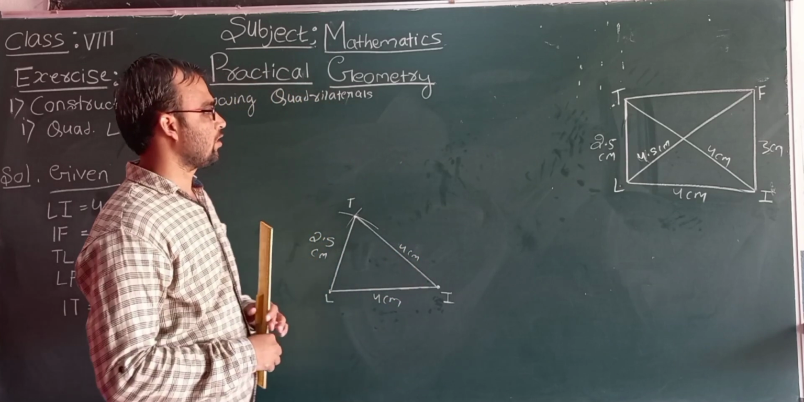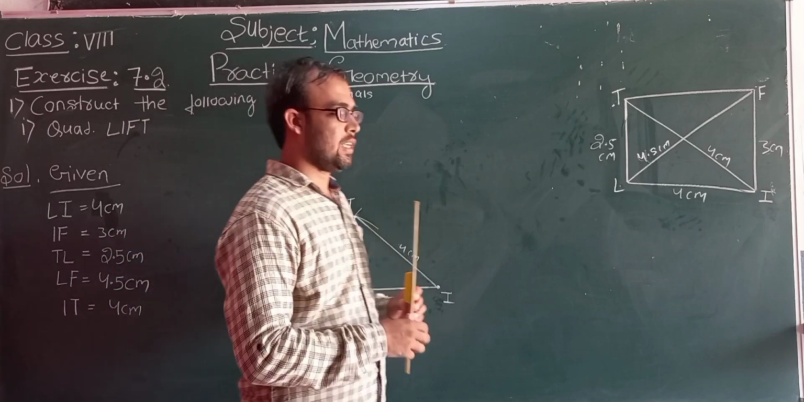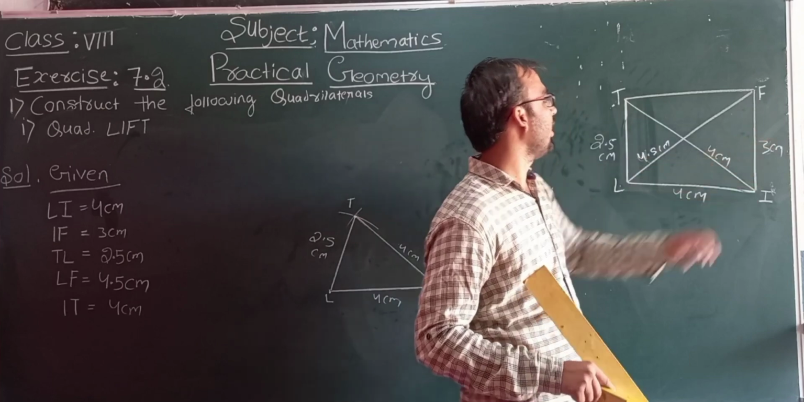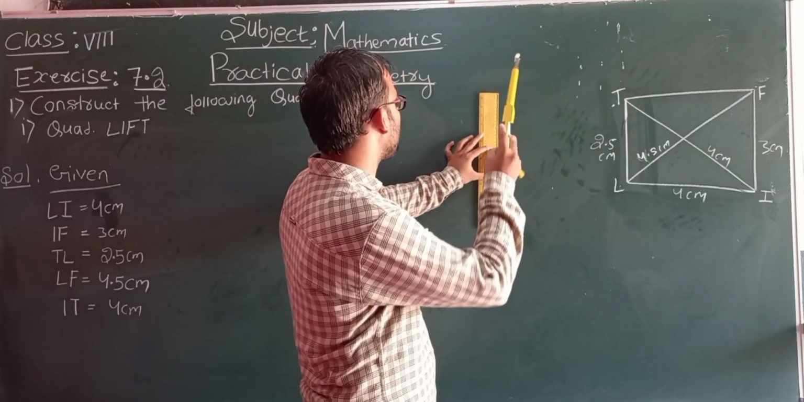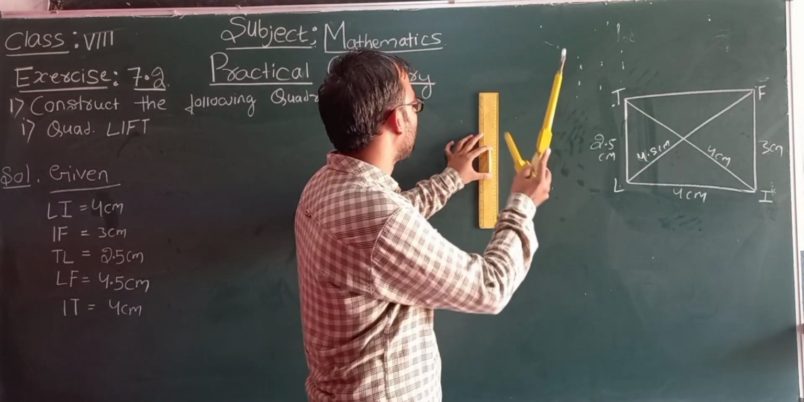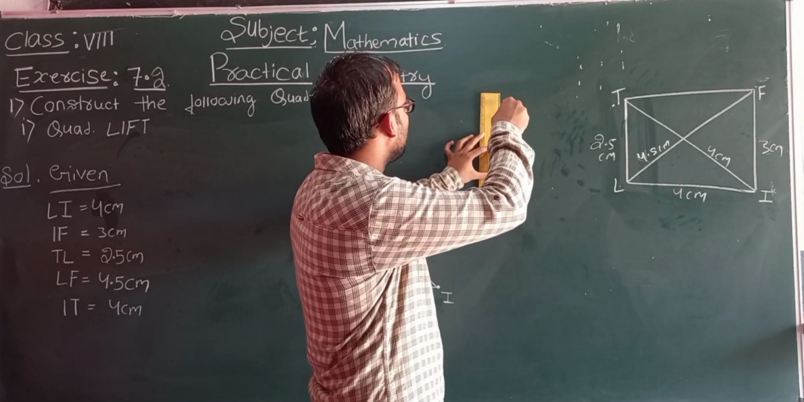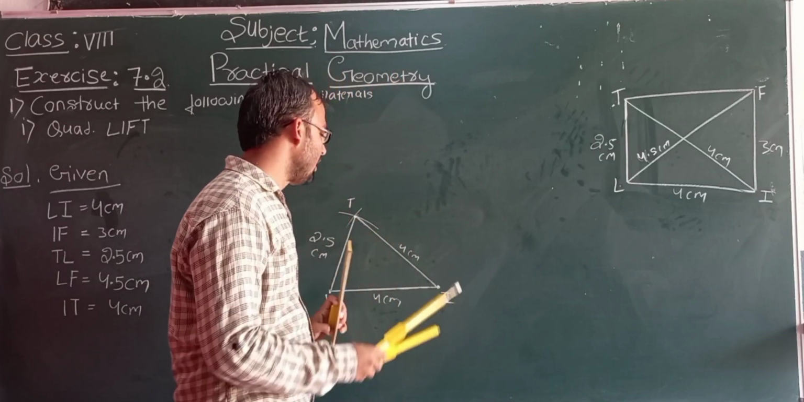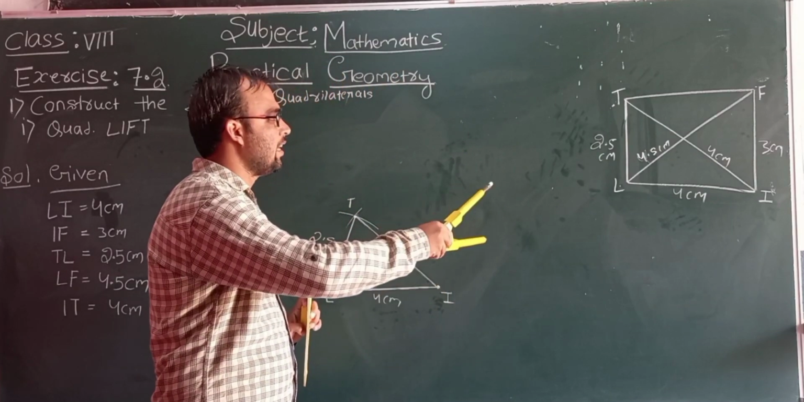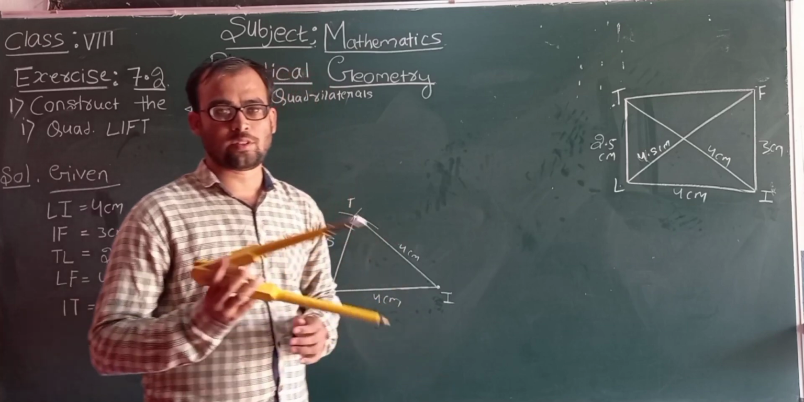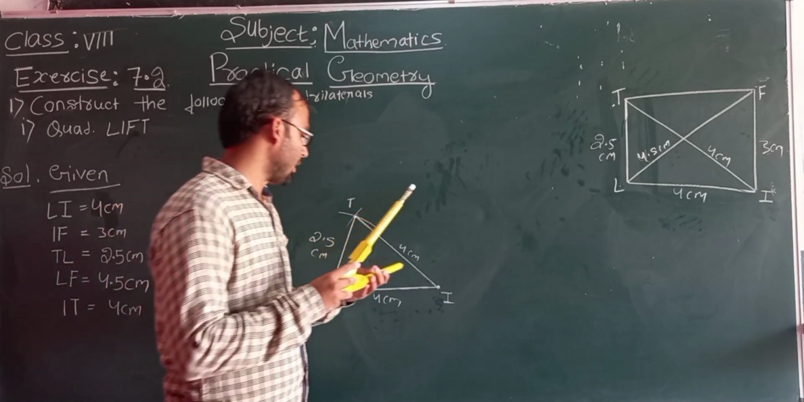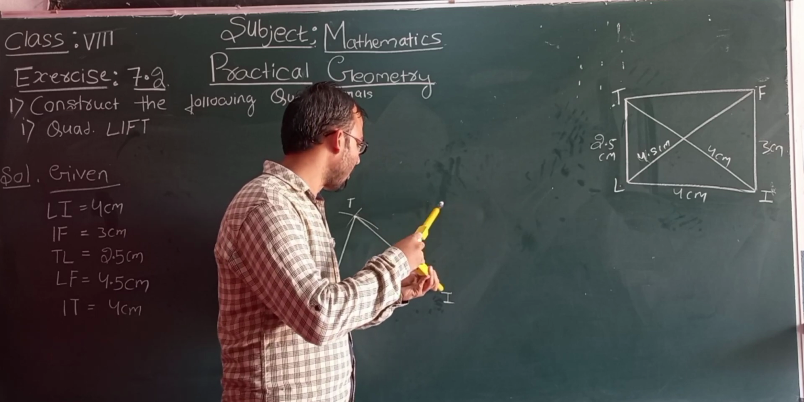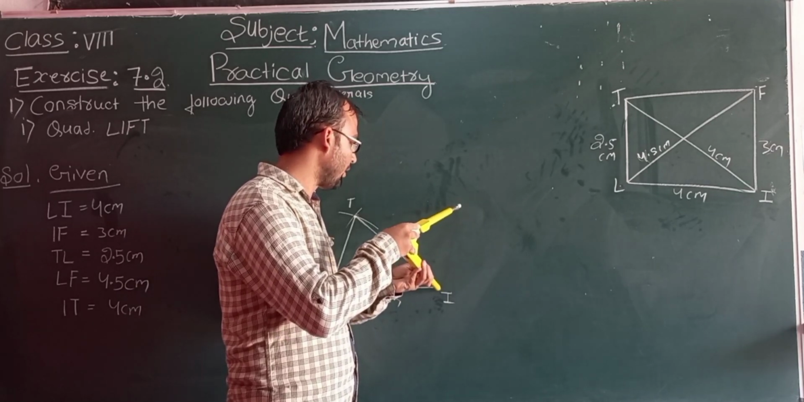Now students, next what we need to do? We need to set the compass, as this side we have to draw. Set the compass to 3 cm with I as center and cut the arc. Students, assume that I have set the compass to 3 cm. Next, with I as center, mark the arc from here.